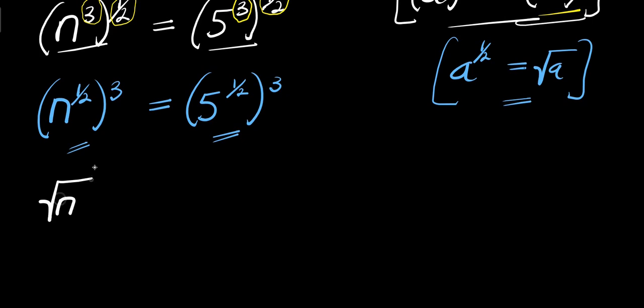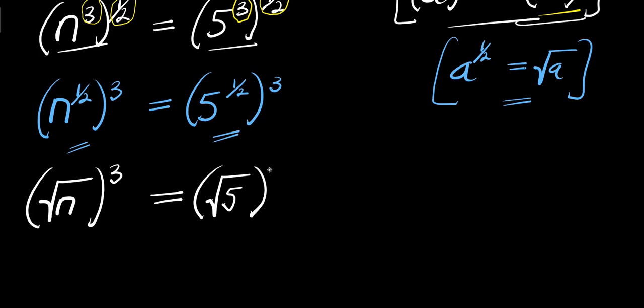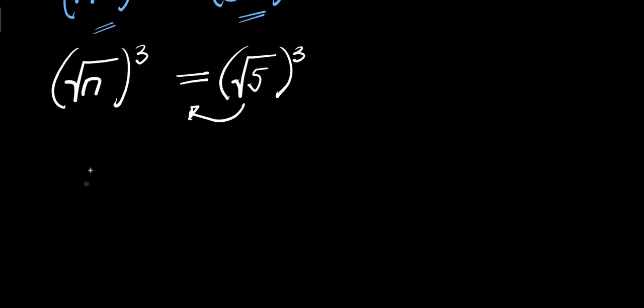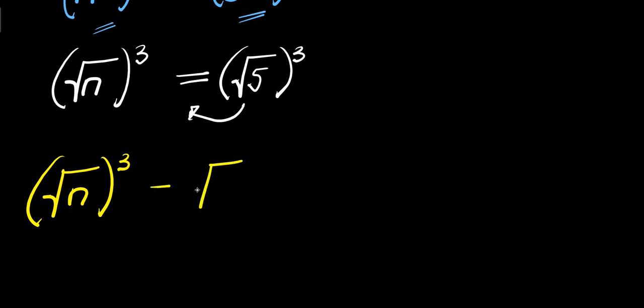square root of n raised to the power of 3 equals square root of 5 raised to the power of 3. Now from here, I can move this over to this side. I will simply have square root of n raised to the power of 3 minus square root of 5 raised to the power of 3, and this equals 0.